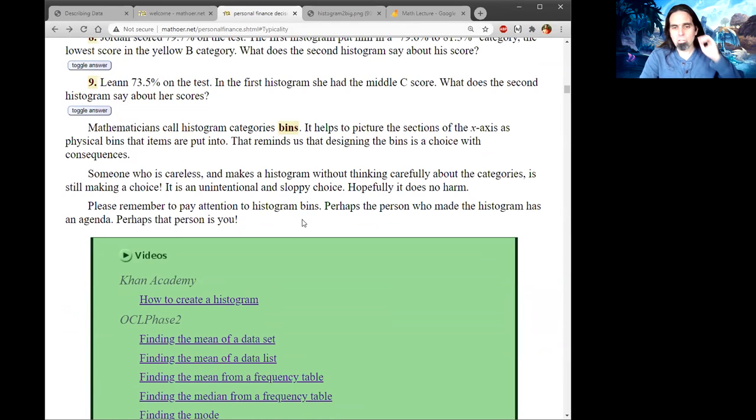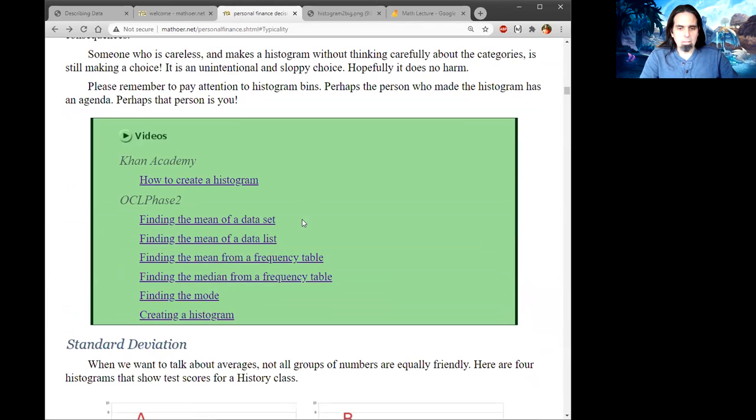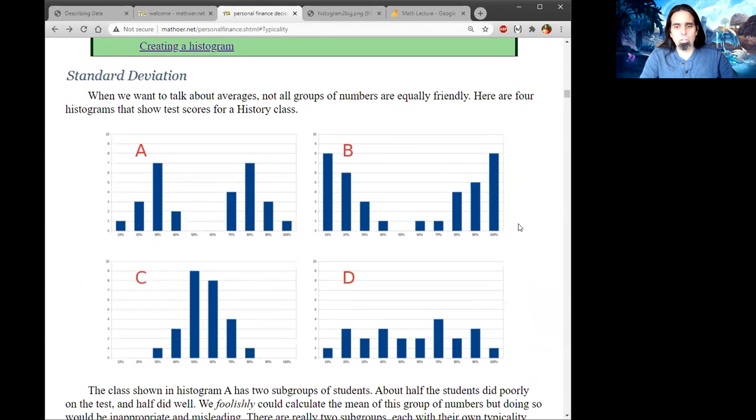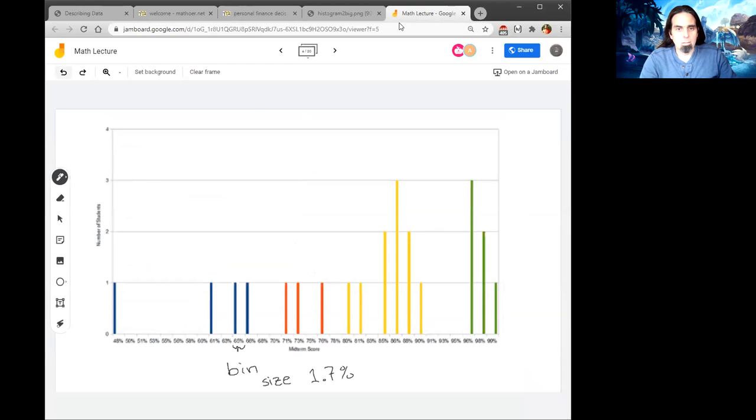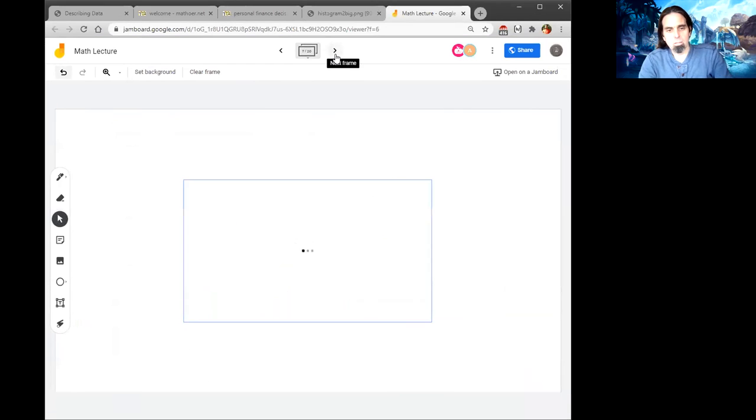So pay attention to the histogram bins. That's one thing. Then the last jargon we have is standard deviation. So here are 4 different histograms. They're showing test scores for a history class. And something weird is happening here.